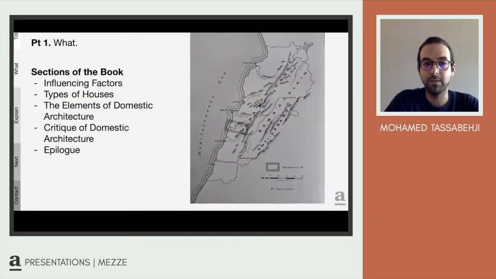So the book's divided into several sections. I won't be able to tell you guys about all of them today, but the first two are what I'm going to focus on. So the author starts off talking about factors that influence architecture in Lebanon, what makes it uniquely Lebanese. Then he talks about the different types of houses and as they evolve. Again, this is the 18th and the 19th century, so we don't talk about the French foreign influence or anything modernist or postmodernist. Then he gets into elements of domestic architecture. He talks about the triple arch. He talks about windows, doors, all that jazz. We won't be able to get to that, though. And then he critiques the architecture, and he offers an epilogue at the end.